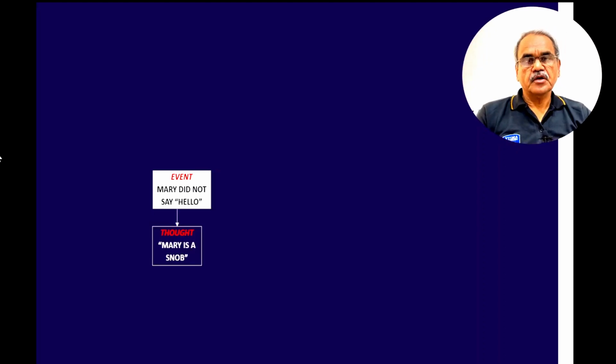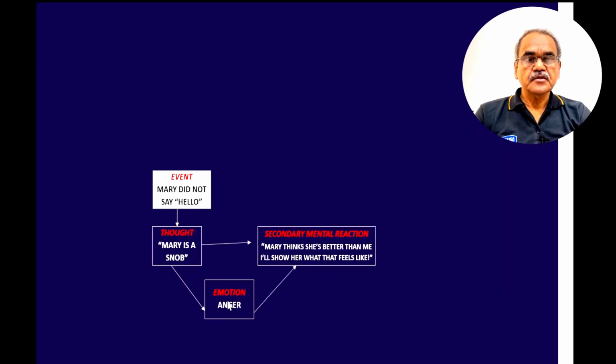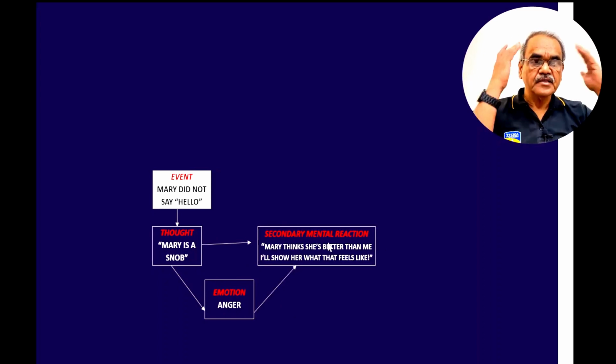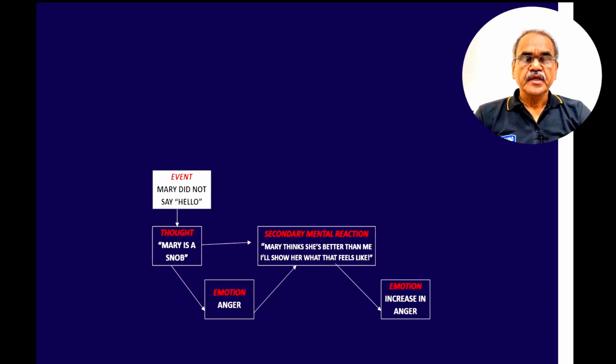Okay, so thought in a sequence, a thought came, Mary is a snob, अपने आप को पता नहीं क्या समझती है, इस तरीके का दिमाग में विचार आ गया. तो क्या होगा अगर इस तरीके के थॉट हैं, फीलिंग क्या हो जाएगी, इमोशन क्या हो जाएगा, गुस्सा आएगा, anger, right. और इस तरह का थॉट और इस तरीके का गुस्सा है तो साथ ही साथ सेकेंडरी मेंटल रिएक्शन दिमाग में क्या चलना चाहिए लगेगा, oh Mary thinks she is better than me, I will show her what that feels like. मैं उसको बताता हूँ क्या समझती है अपने आप को. होता है, डे टू डे लाइफ के अंदर होता है. Okay, and then what follows, आपका गुस्सा और बढ़ जाएगा.